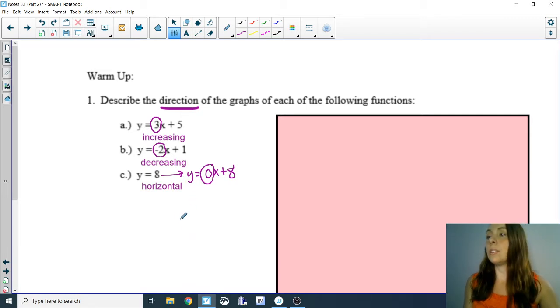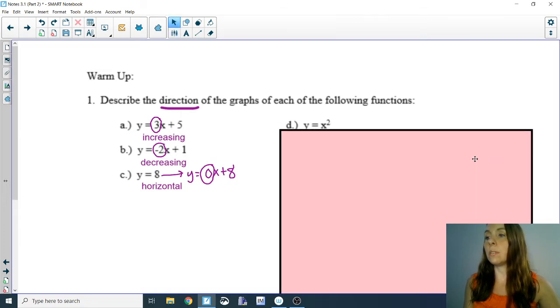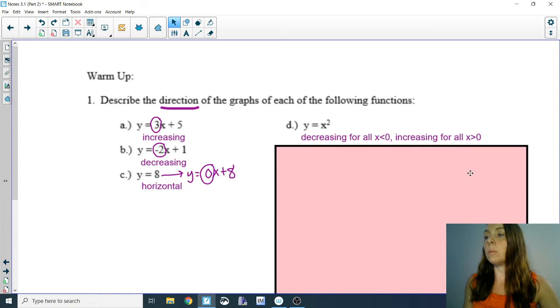All right, so now that we have the easy ones out of the way, let's take a look at the other three, which are curves. In part D, we have y equals x squared, and here's what I said, and you might have said something slightly different, but I hope you just realize that this is a curve that is not going in one direction throughout. It is decreasing for all x less than 0, and it is increasing for all x greater than 0.